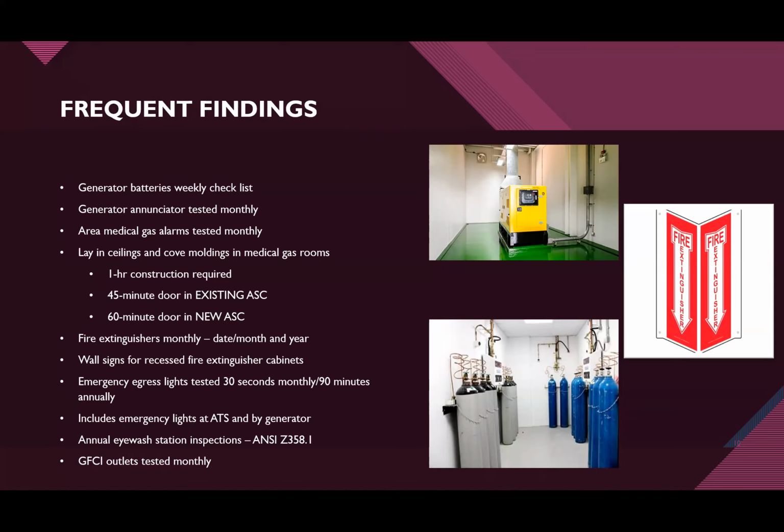Frequent findings. Batteries on the weekly checklist. Somebody needs to take a look at those batteries every week. The generator annunciator is tested monthly. So that's the generator panel that lives usually near the nurse's station. There's a little push button area. Med gas alarms are tested monthly.